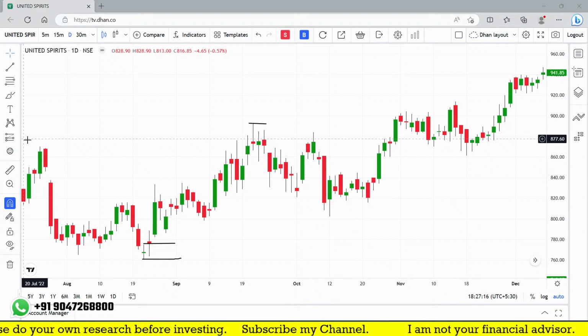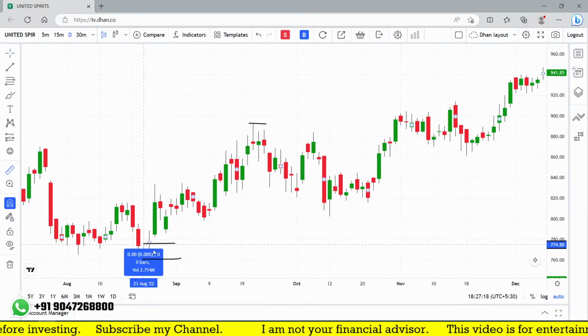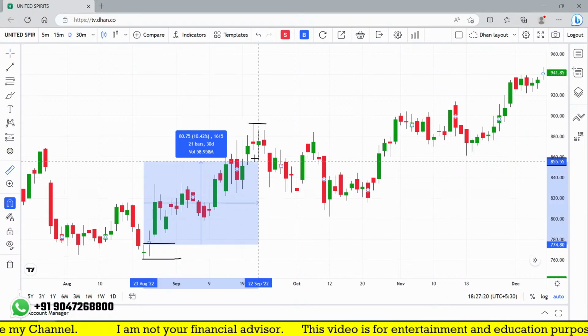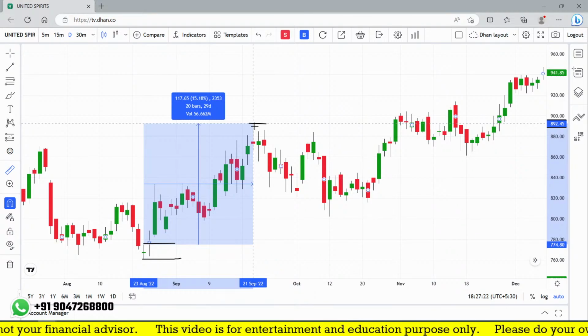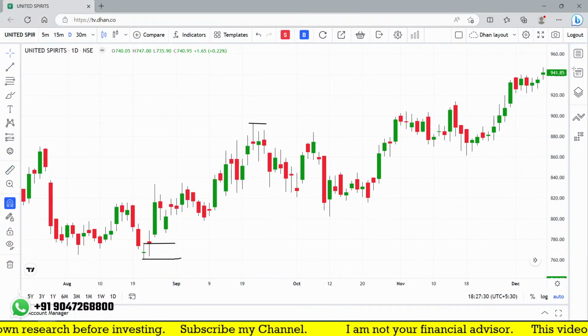Here, how much risk and reward can you go for? The risk is 10 points. The reward is somewhere around 90 points, almost 15% up from our entry point, in the next 1 month. And the second stock, the same scanner gave me a result: Dalmia Bharat on 26, 27, 28 of the 9th month.